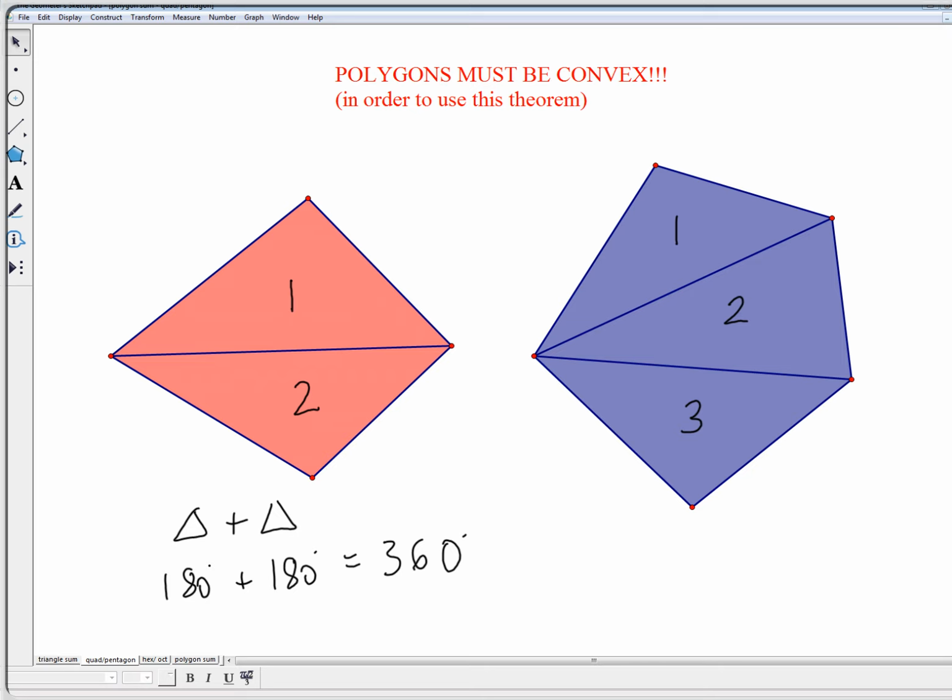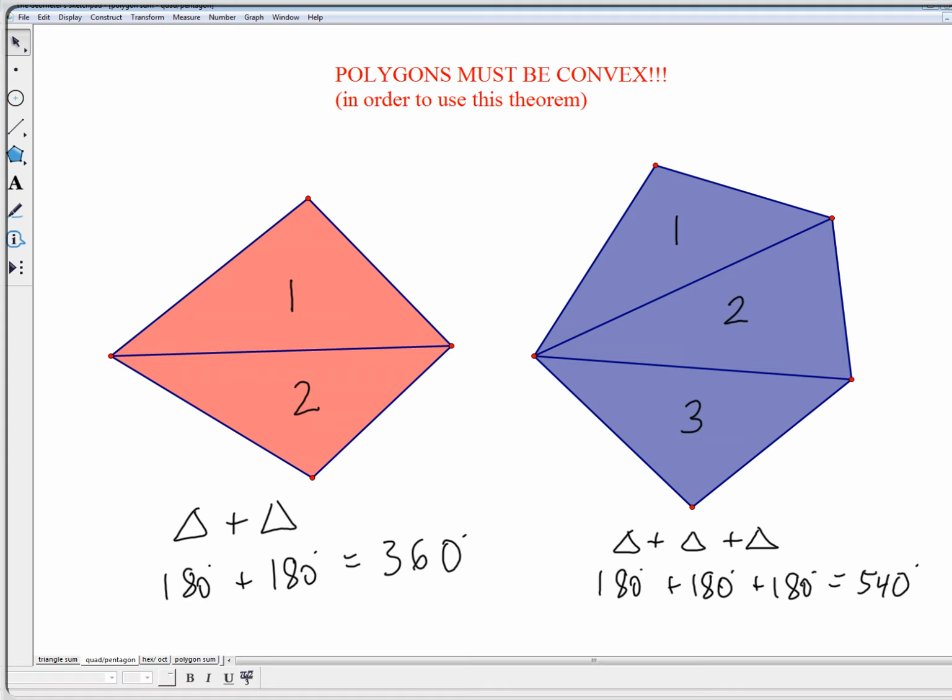For this pentagon, we have three triangles, each one having interior angles of 180 degrees. So 3 times 180 is 540. So what we're doing is we're applying this triangle sum theorem to other polygons in order to get the total interior degree measurements for all 5 of the interior angles.